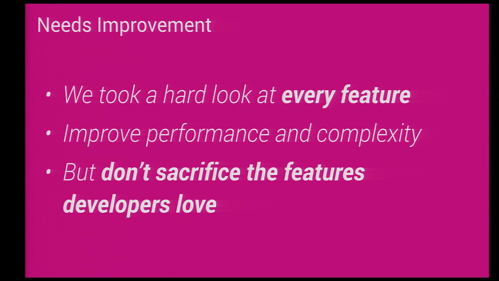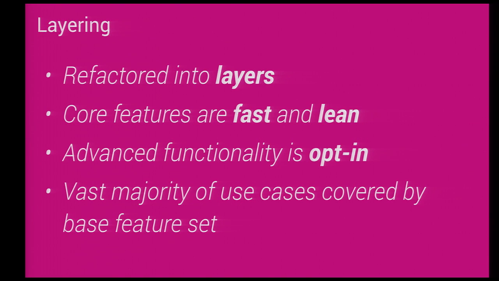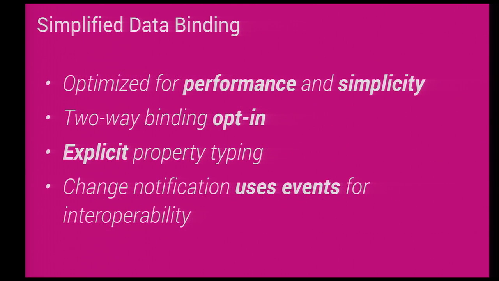We looked at each and every feature and tried to hammer it down into a leaner, less complex shape without sacrificing the really great features that everyone loves. So we made a bunch of improvements, and we're ready to tell you about them today. So first, we've refactored Polymer into a series of layers. So core features are really fast and really lean. Advanced features that are more costly are opt-in. We strive for the 80-20 rule, so try and accommodate all the common use cases and let the rest opt in to the more advanced features.